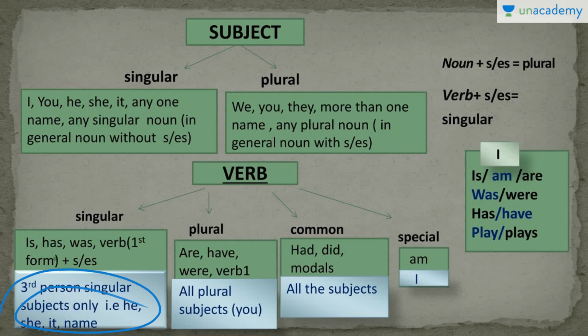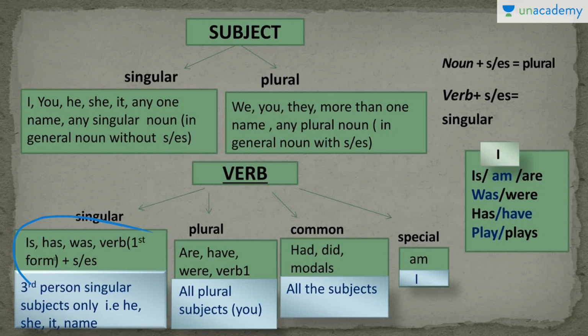Now, let me just explain what exactly are first, second, and third person for those of you who don't understand it. For instance, I'm talking to somebody, and the speaker is the first person. So, the first person is either I or we. The one who is in front of me and listening to what I'm saying, that is the listener, is the second person. So, the second person is you. The one who is being talked about, who is neither the speaker nor the listener, is the third person. Hence, the third person would be he, she, it, or any name. So, singular verbs can be used with third person singular subjects only. So, third person singular subjects are he, she, it, or any name.